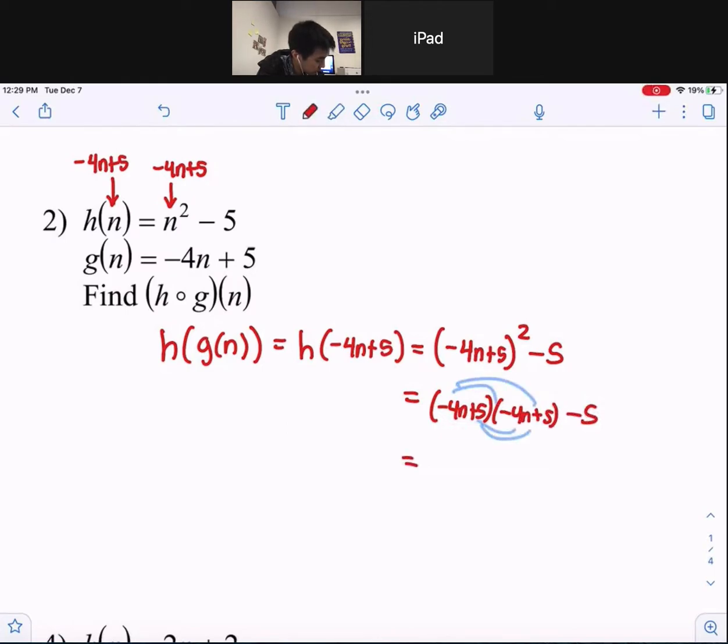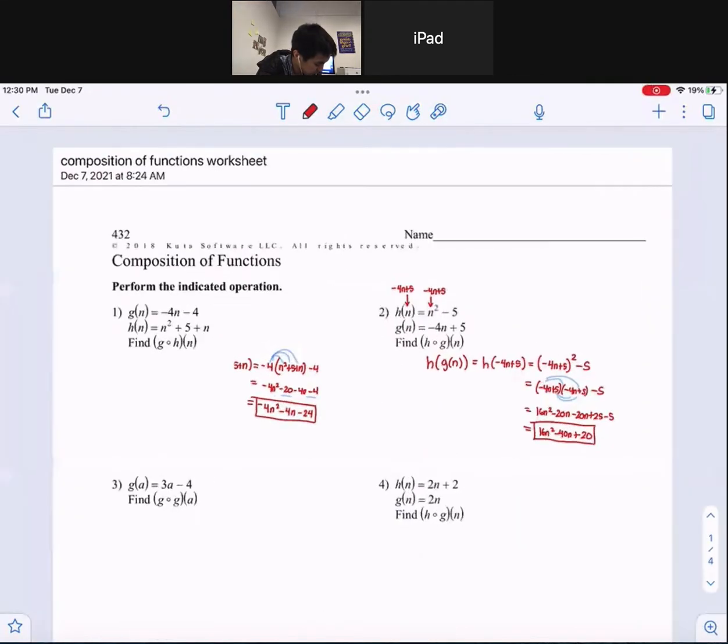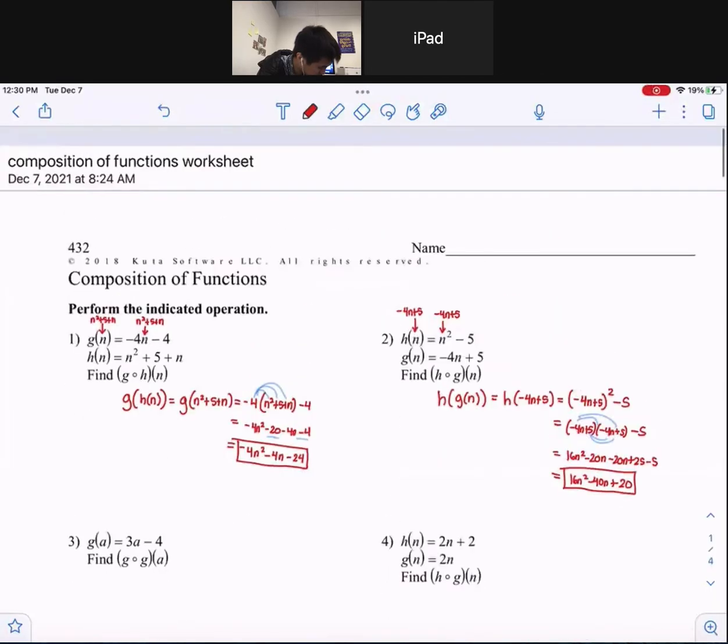Negative 4n times negative 4n is 16n squared. Negative 4n times 5 is negative 20n. 5 times negative 4n is minus 20n. And 5 times 5 is 25 minus 5. 16n squared minus 40n plus 20. And that would have been your guys' answer. Okay, let me just make sure I'm checking my work so that I know I'm doing this correct. Okay, that looks pretty good.